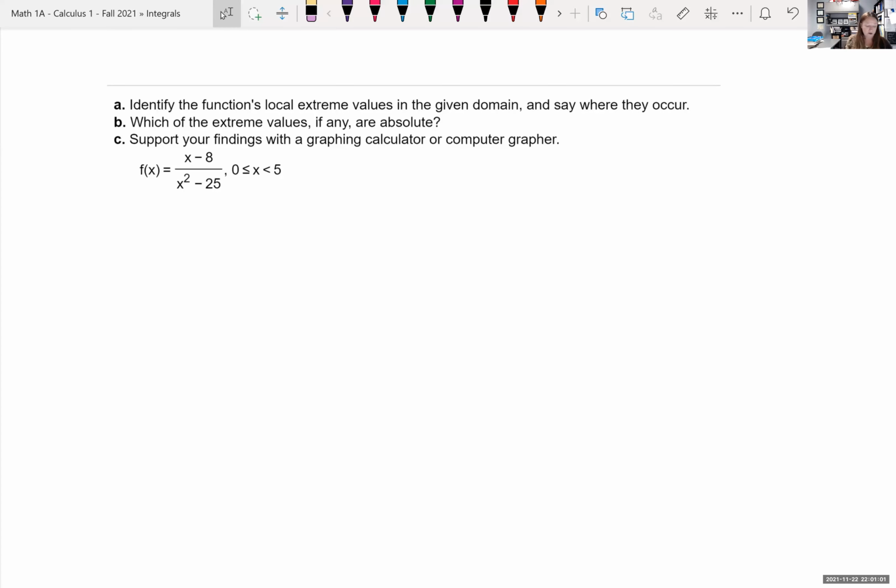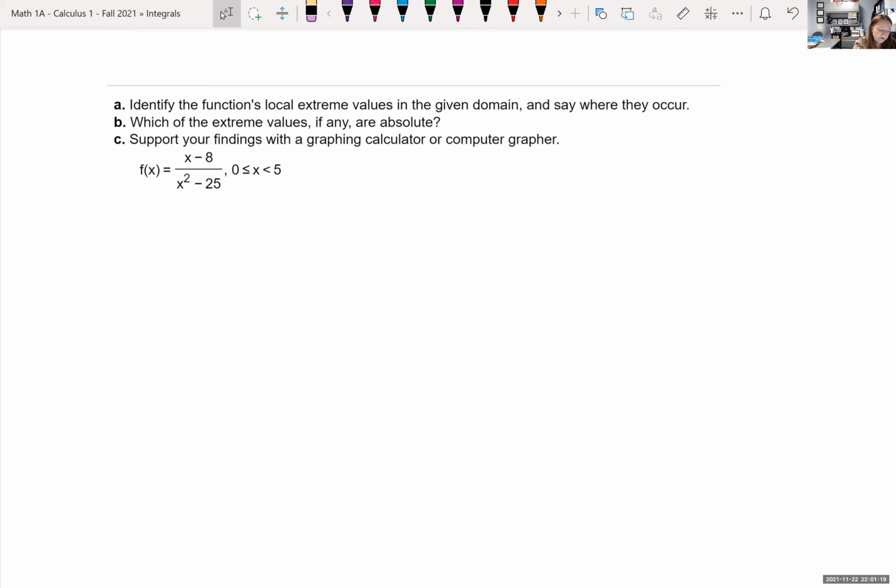Okay, so the function question in front of us is a homework question. It says identify the function's local extreme values in the given domain and say where they occur. Which of the extreme values, if any, are absolute, and support your findings by graphing with a calculator or computer grapher.